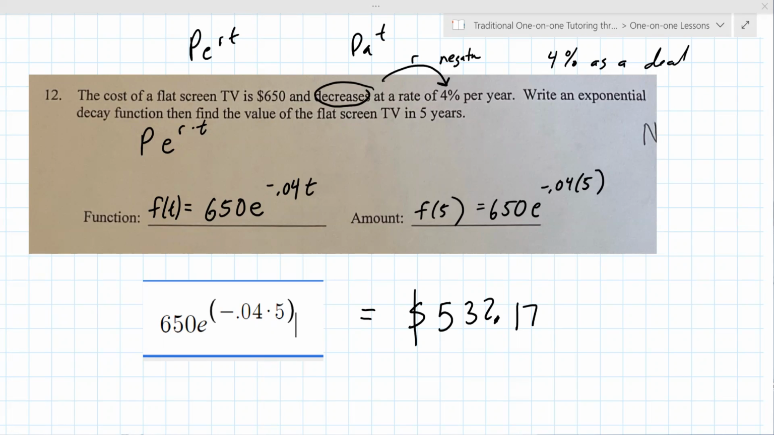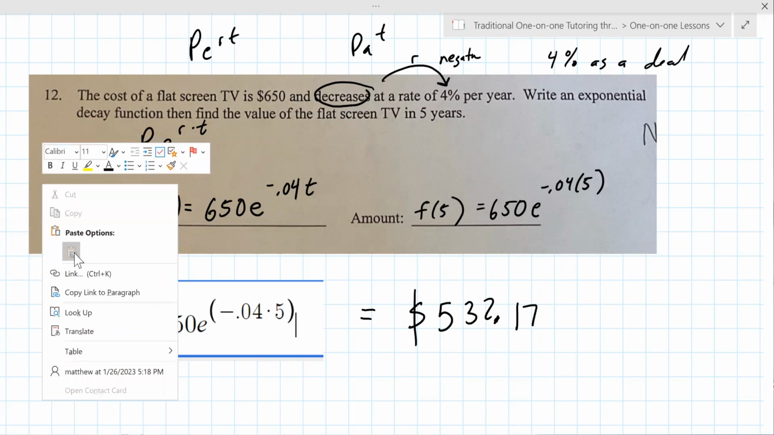All right, let's move on to 13. All right, new question here.